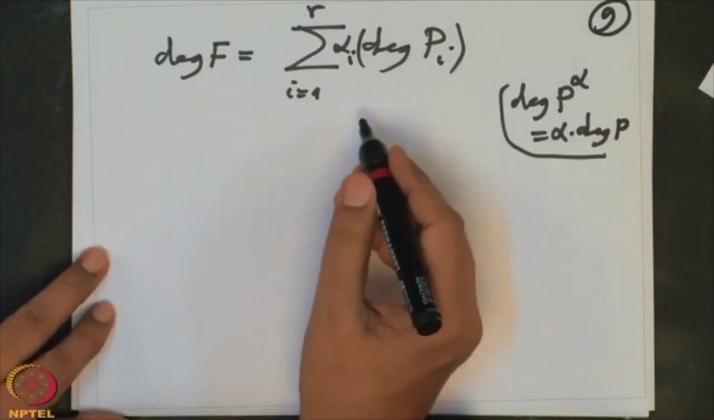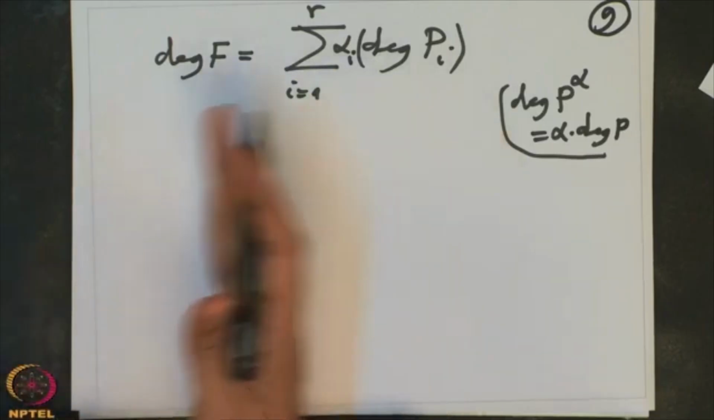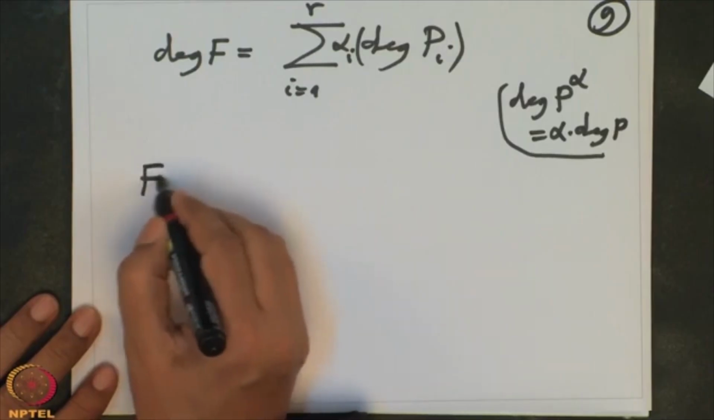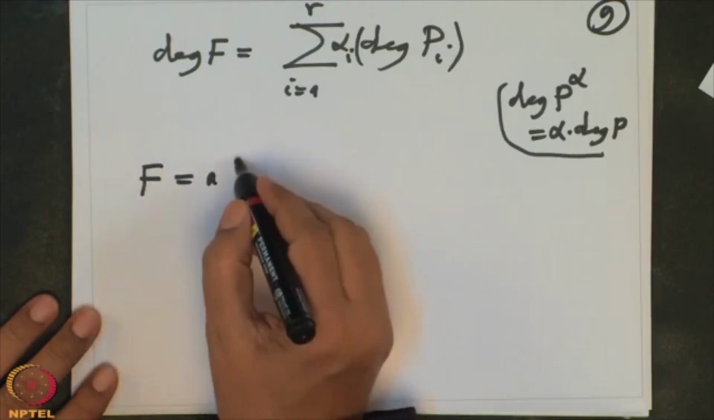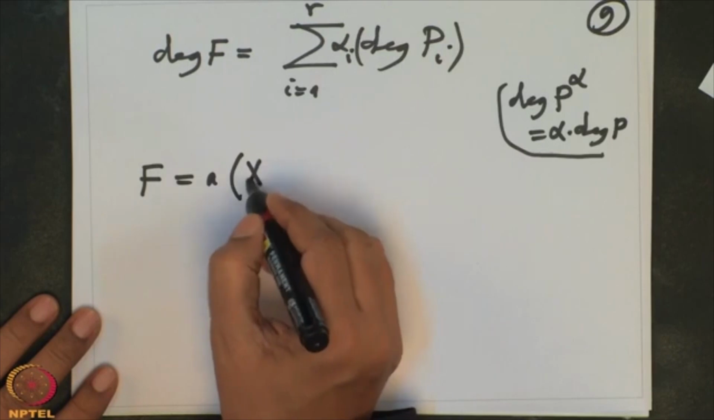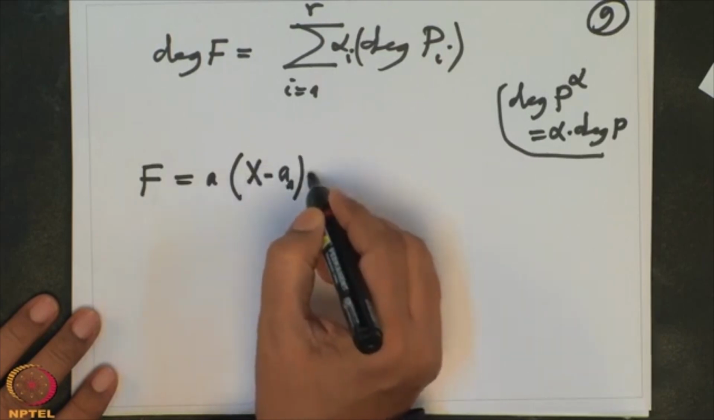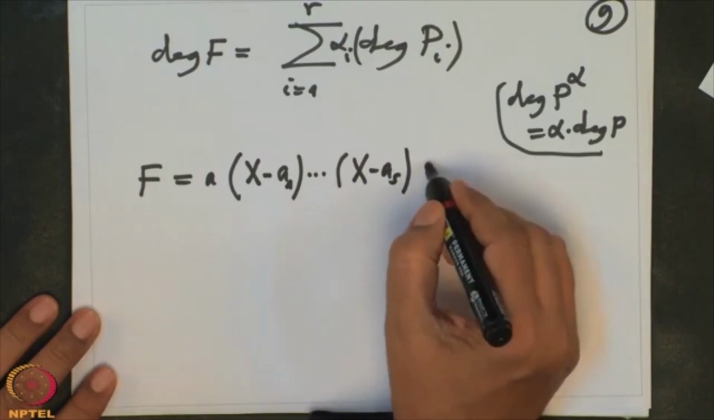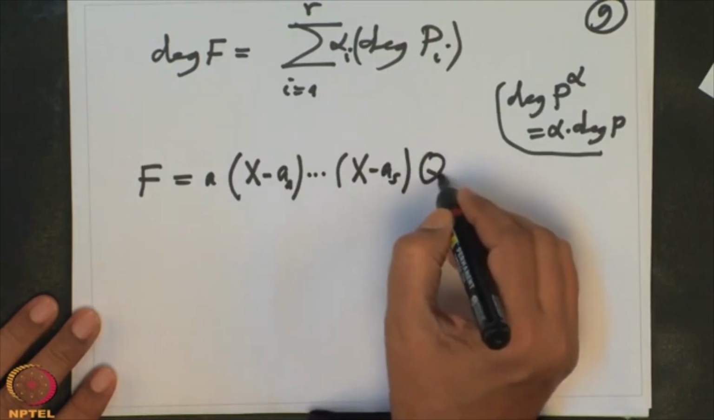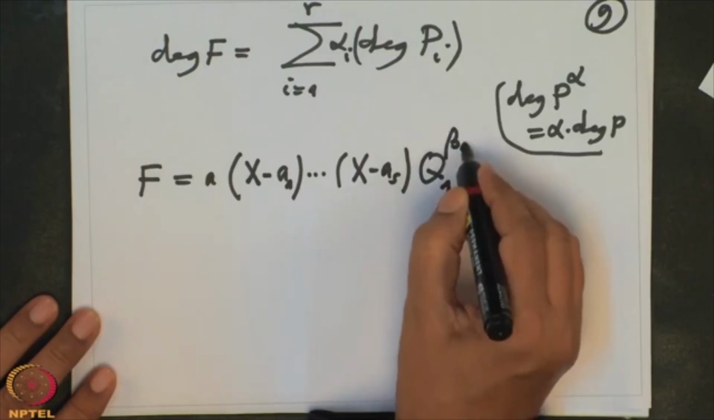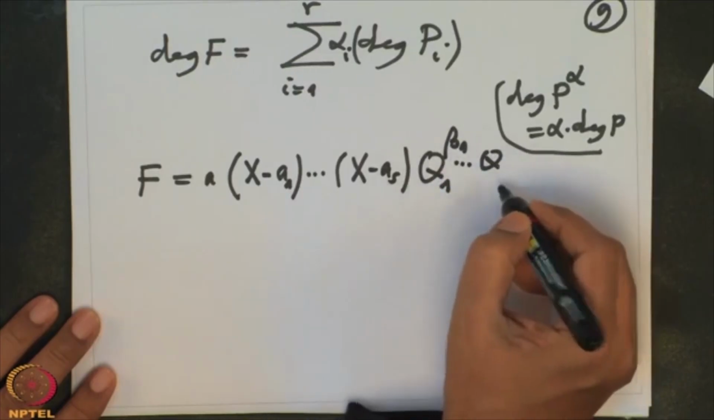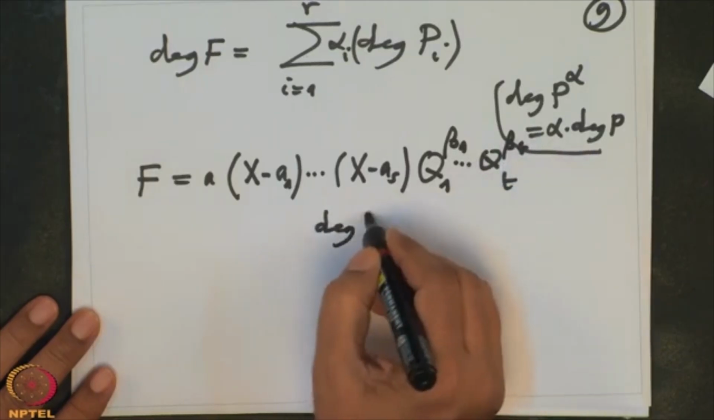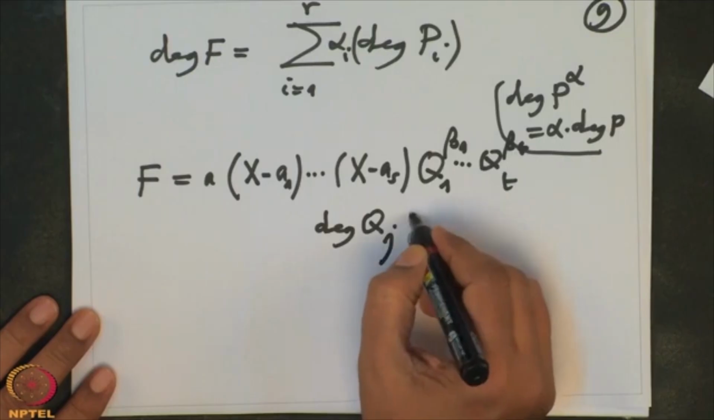Now among the P_i, I want to take out the linear ones first. So f will look like a, and first a few linear ones, that is (x minus a1) up to (x minus as), and then the remaining ones, which I will number as Q1 power beta 1, up to Qt power beta t, where now the degree of the Qj's is strictly bigger than 1.